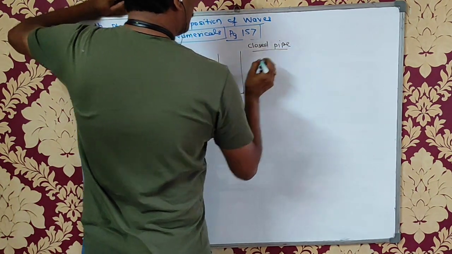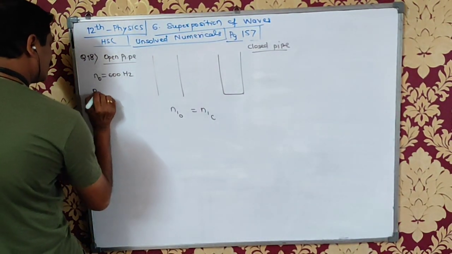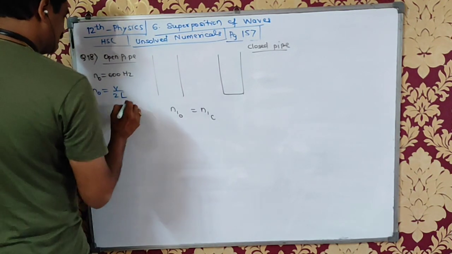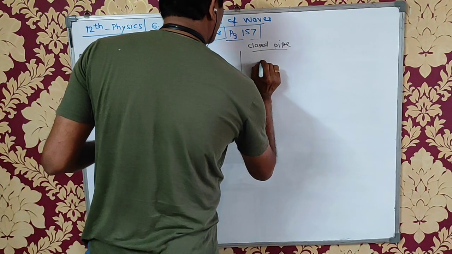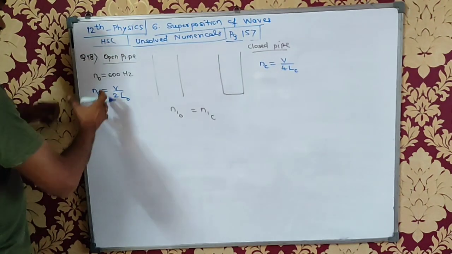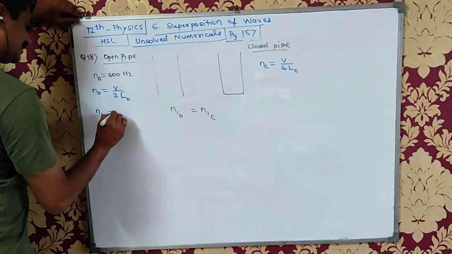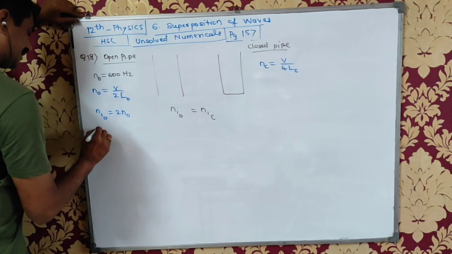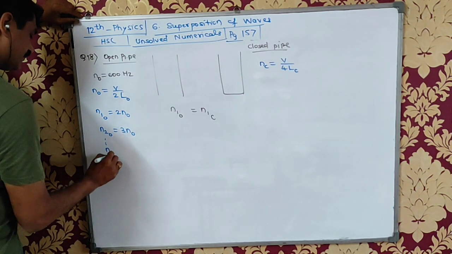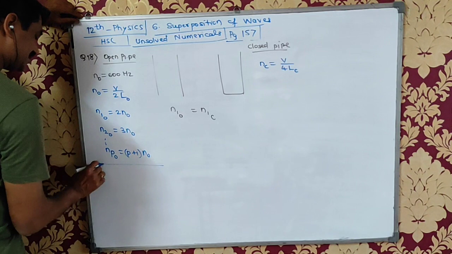Now let me write the formulas for both here. Fundamental frequency of the open pipe is given by v upon 2L0. Fundamental frequency of the closed pipe Nc is equal to v upon 4Lc. The first overtone is N1 for open is equal to 2N0. Second overtone N2 for open pipe is 3N0. And the pth overtone for open pipe is p plus 1 times the basic fundamental frequency.